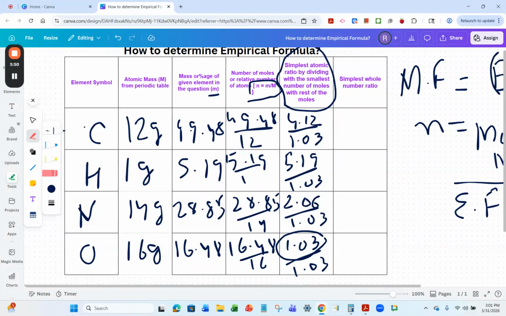Here we go. If we have a whole number, we are lucky. If we don't have a whole number, then we have to do some modification. Here we go. So this is my simplest ratio.